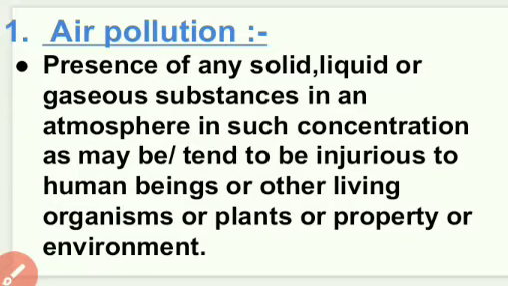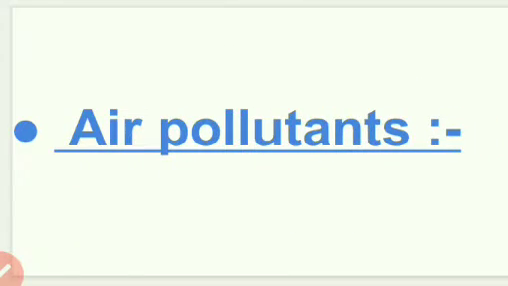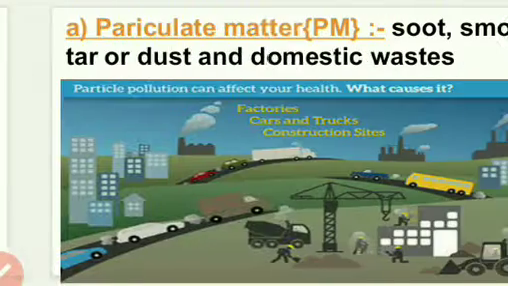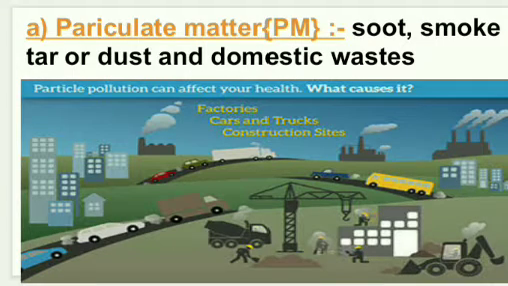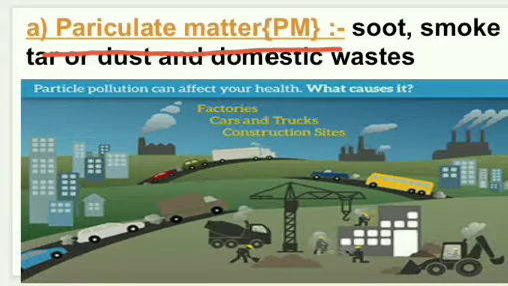Now after studying air pollution, let us talk about air pollutants. Air pollutants are the substances that are responsible for air pollution. And air pollutants are, first is particulate matter, which is also called as PM. Particulate matters are nothing but soot, smoke, tar or dust and domestic waste. So here in this diagram we can see that the sources from which soot, smoke, tar, dust is emitted out into the atmosphere. So this particulate matter act as a air pollutant.